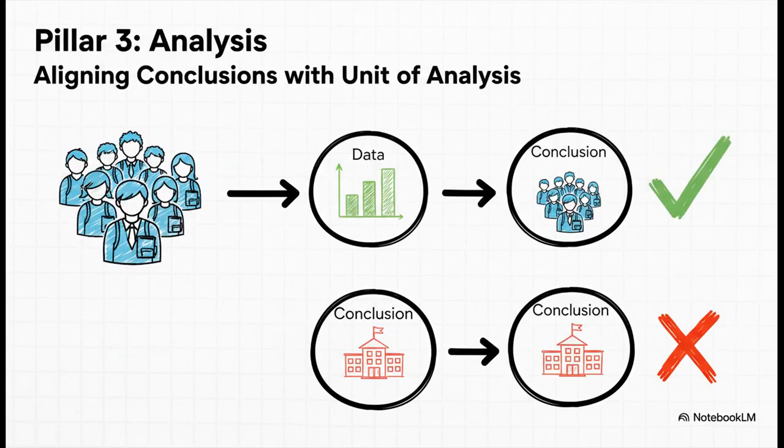And finally, pillar 3, analysis. This is where it all comes together. Your conclusions must circle back to your original subject. If you studied individual students, your results have to be about those students. You can't suddenly jump to making claims about entire schools. That kind of mismatch, that leap, that's exactly how misleading headlines are born.